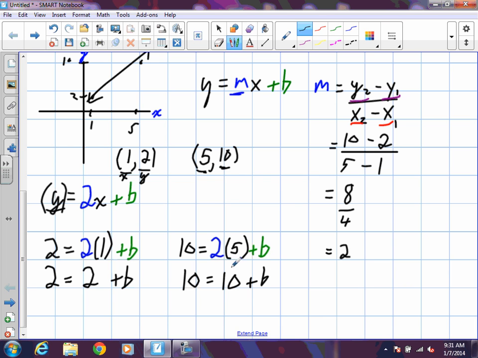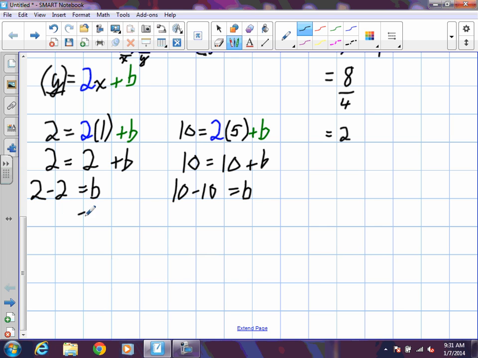Yeah, move the 10 over in this case and the 2 over in this case, so we have 2 subtract 2 is equal to b. And in this case, we have 10 subtract 10 is equal to b. What's b going to be equal to? 0, that's it. So b equals 0. So the y-intercept, no matter which one we plugged in, we got the exact same y-intercept.